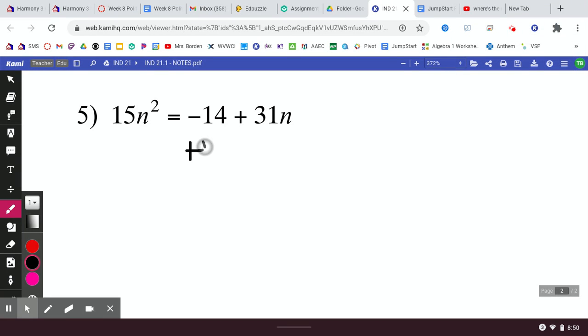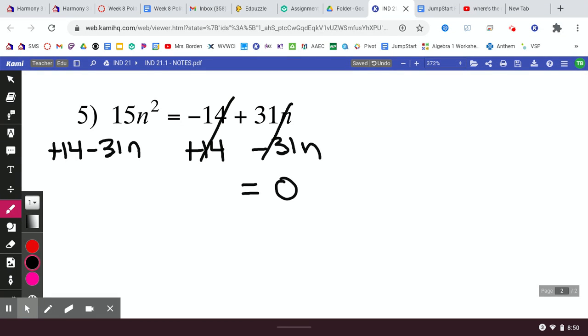So I'm going to add 14, and I'm going to subtract 31n from that side, right? Because I want to get both of them moved. So that means over here, I'm going to add 14, and I'm going to subtract 31n. So when you write your equal sign, over here, 0 and 0, that's what we wanted. On the left-hand side, you've got 3 terms. 2 of them we just moved over, and 1 of them was already there. You have to write them in the right order. It has to be 15n squared minus 31n plus 14, right? The negative stays with the 31, and the positive stays with the 14.